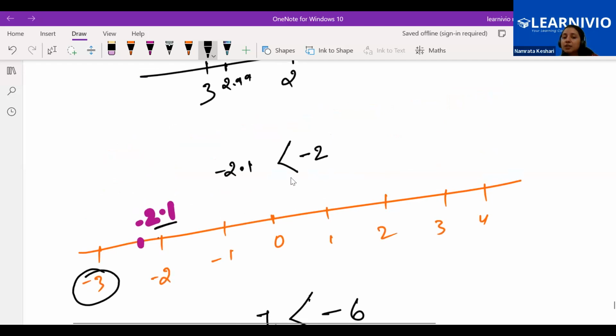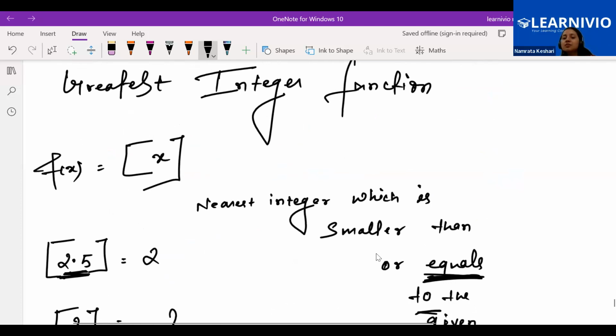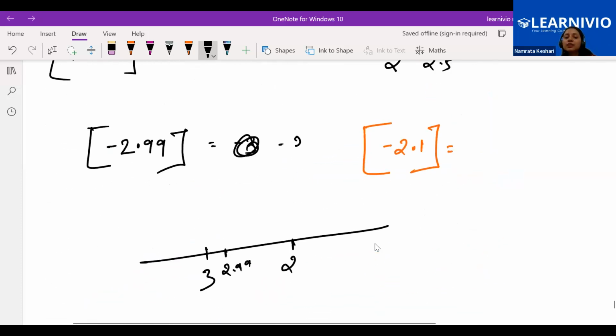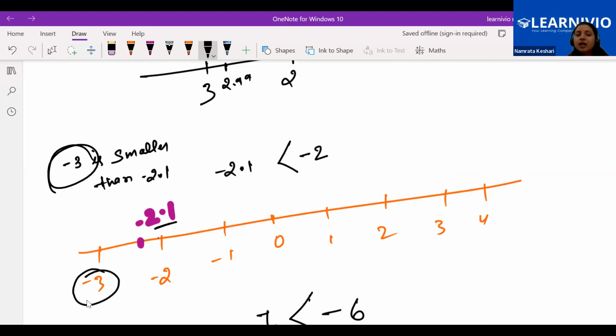So similarly, we understand that between -3 and -2, which one is greater than? We are having which one is smaller than. Okay, nearest integer which is smaller than. So we understand that -3 is smaller than -2.1. तो यही आंसर होगा, -3 होगा आंसर.